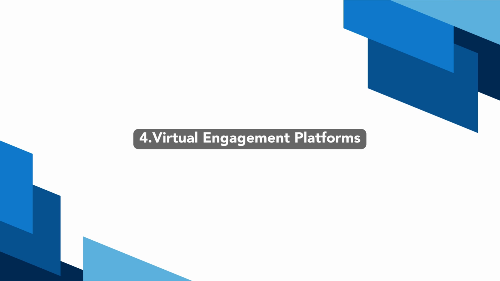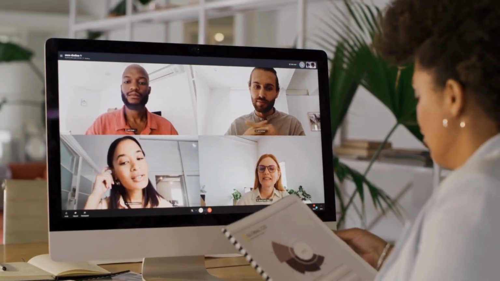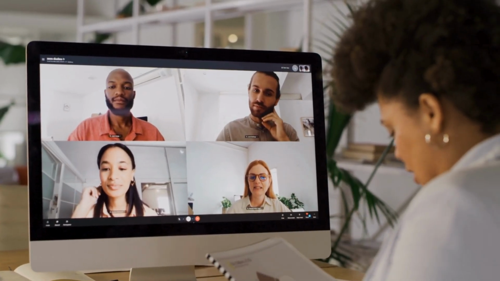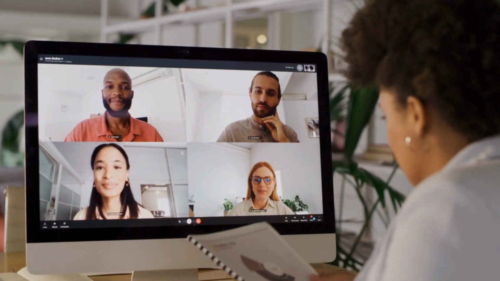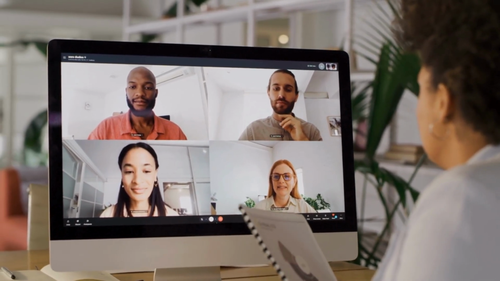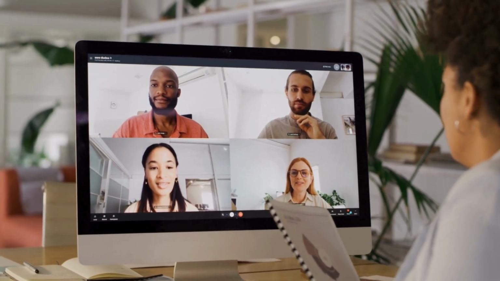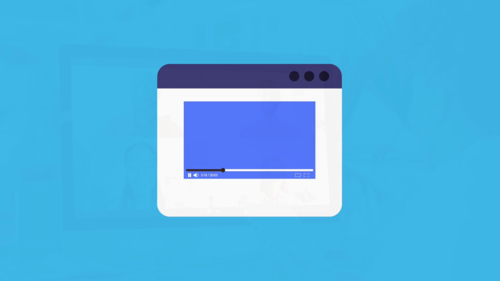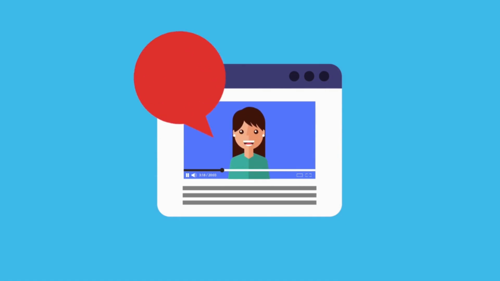Virtual engagement platforms. In today's world, face-to-face meetings are not always possible. Virtual engagement platforms allow MSLs to continue interacting with KOLs through video conferencing, webinars, and virtual advisory boards. These tools make it easier to maintain relationships and share scientific information, even from a distance.